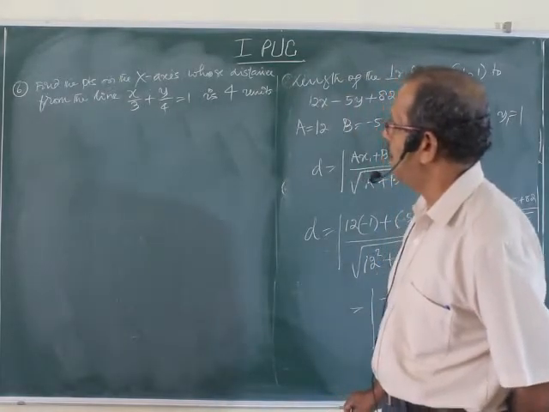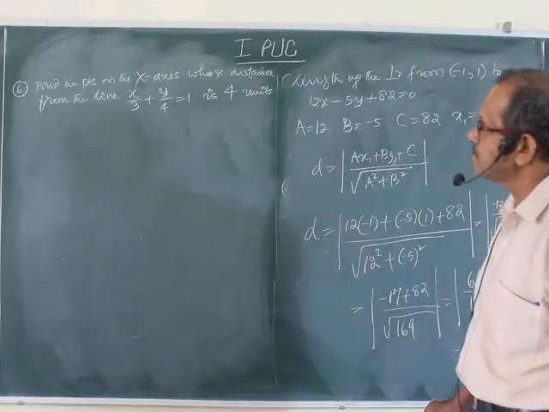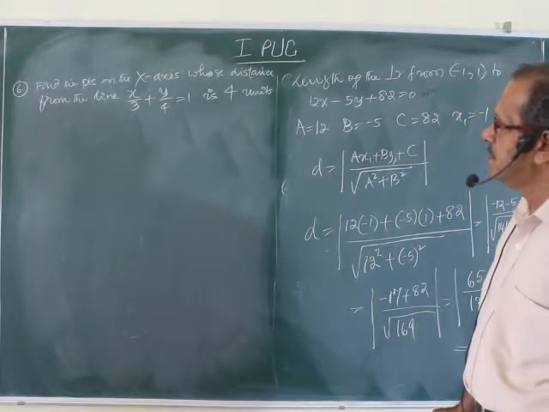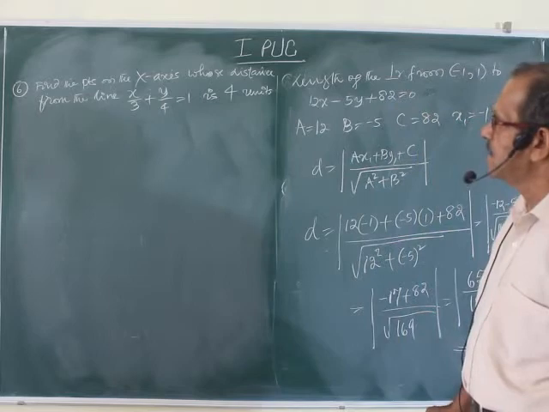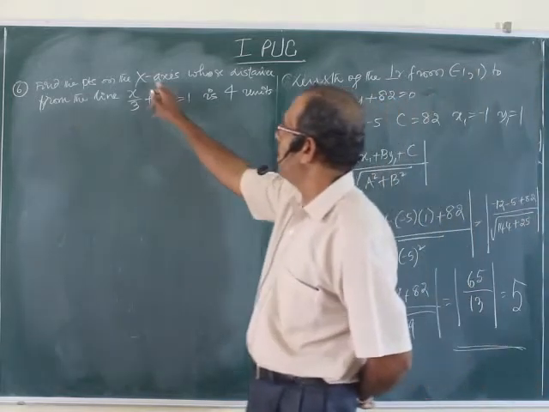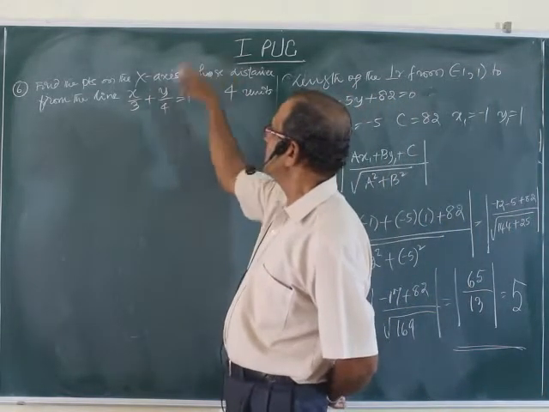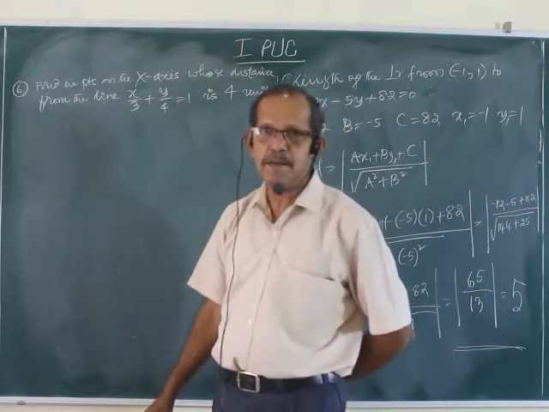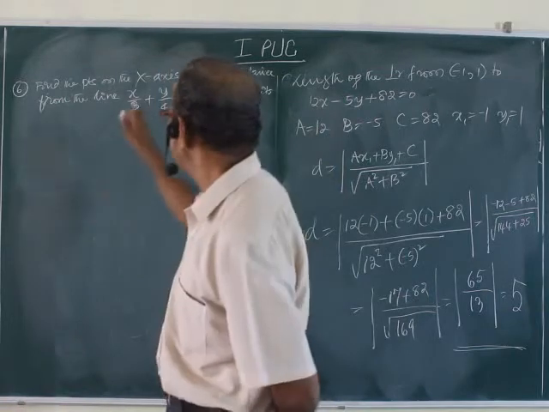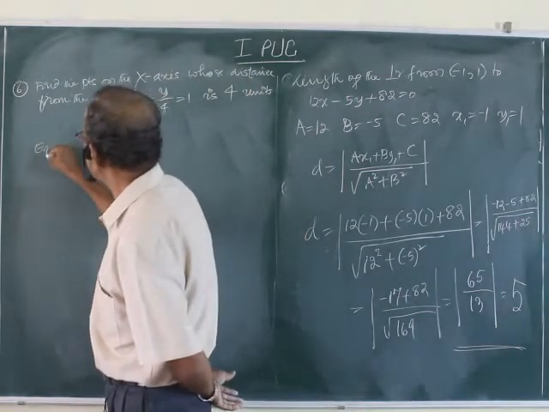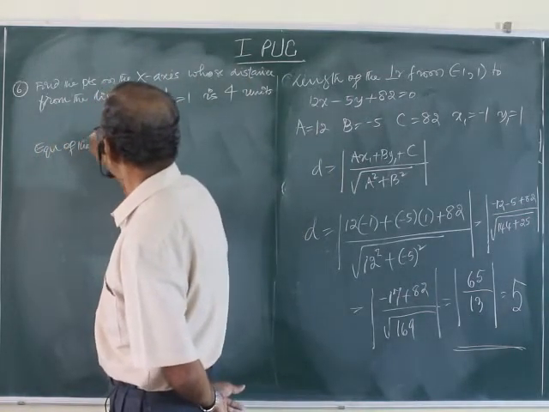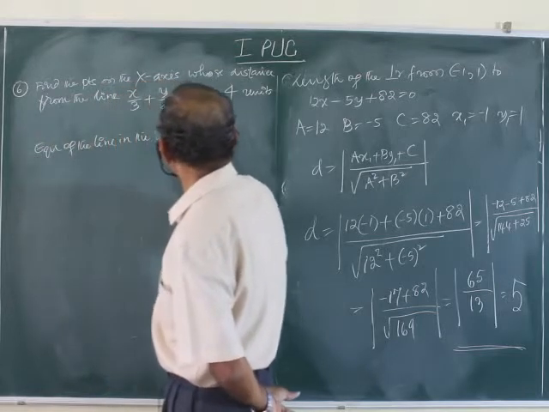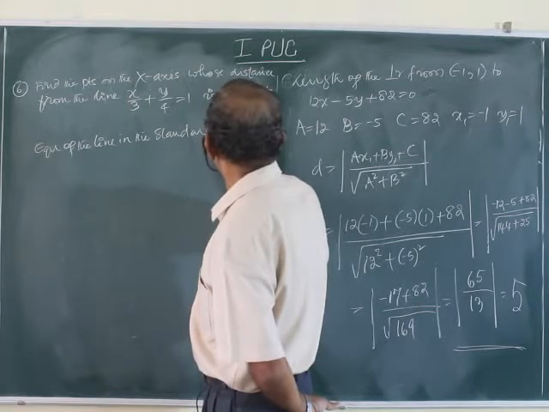Find the point on the x-axis whose distance from the line is, length of the perpendicular from the point is given, 4. Equation of the line is given, but the point is not given. Which is that point? Okay, let me write the equation of the line in the standard form. How to write that?